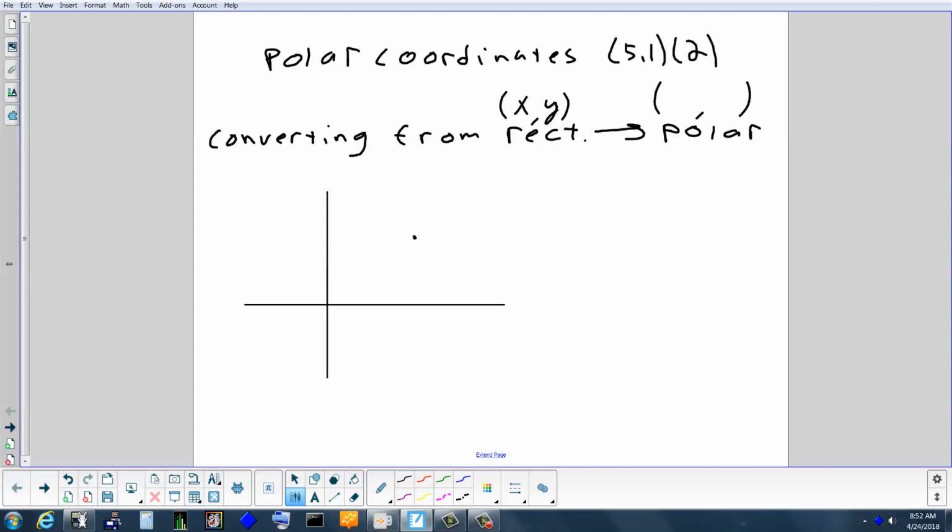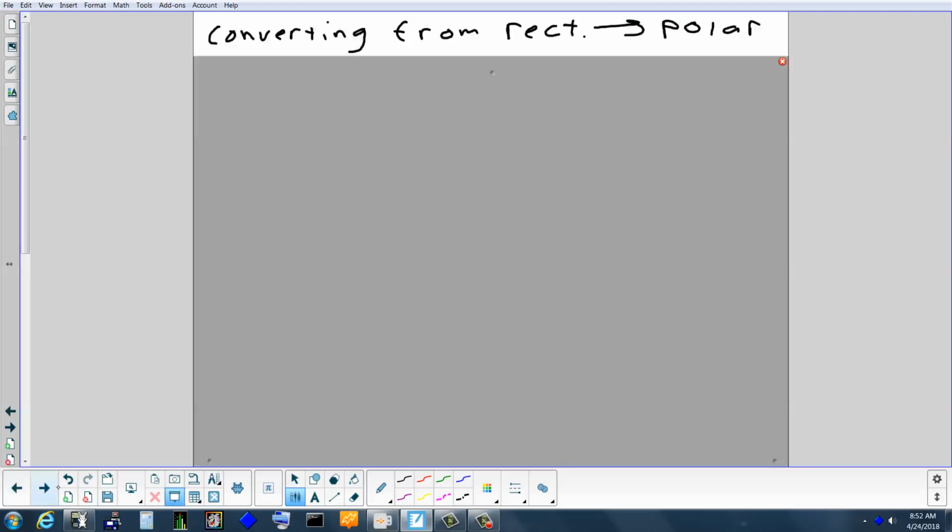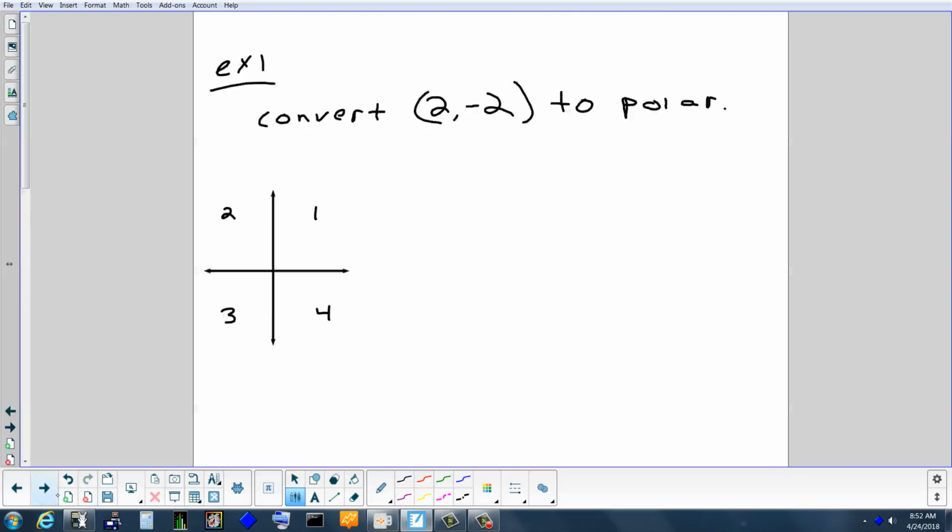And in polar, what are the two letters that we're going to end up with? We're not going to have x and y anymore. R and theta. Okay, so a typical problem is going to look like this. There's an x and a y value. Change it to polar.